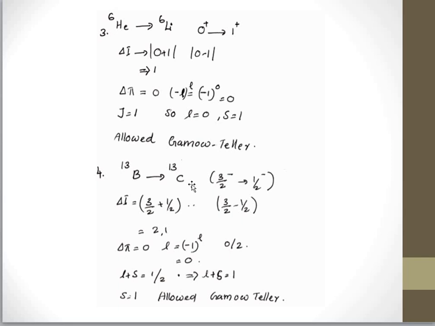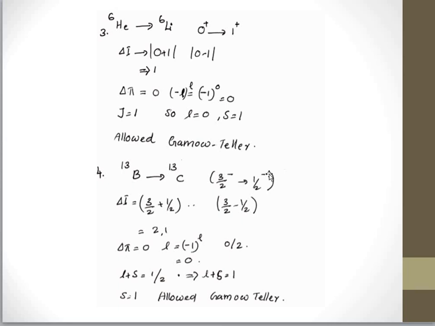Boron 13 to carbon 13. So these are all allowed transitions. Here the transition is from 3 by 2 minus to half minus. So what is the change in the angular momentum carried by the electron neutrino pair? That is 3 by 2 plus half to 3 by 2 minus half. 3 by 2 plus half is 4 by 2, that is 2, and 3 by 2 minus 1 by 2 is 2 by 2, that is 1. So the possible values of the change in I are 1 and 2.